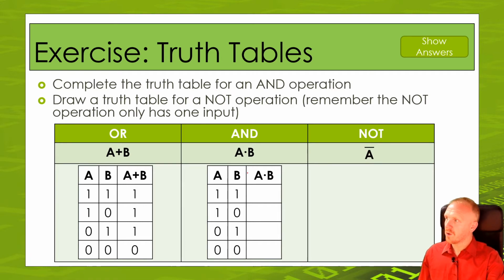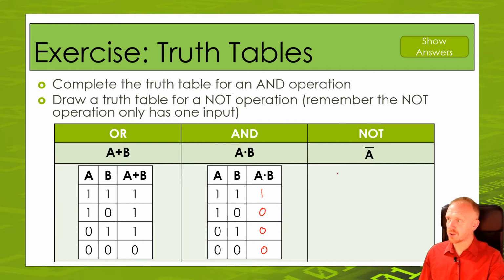Okay, so for this one, the rule for an AND operation is that both A and B have to be a 1 for the output to be a 1, and that only happens here. So that would be a 1, but everything else would be 0. So that would be the truth table for an AND.